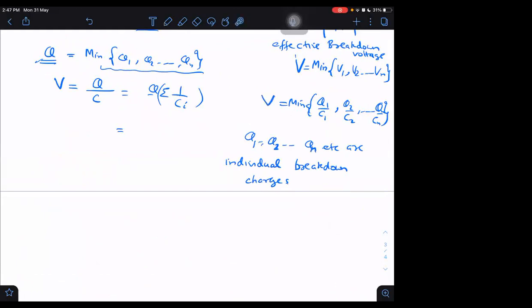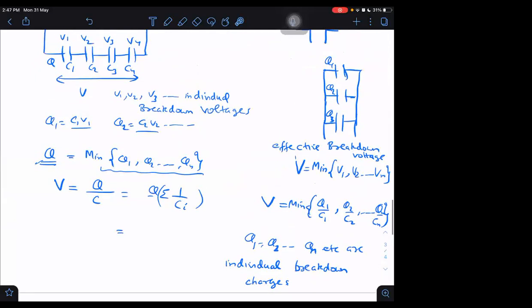So what is the lesson learned? When the question is of series, even if they give us breakdown voltages, we have to first think in terms of breakdown charges and then get the effective breakdown charge. On the other hand, if they give us a combination in parallel, then to find the effective breakdown voltage, I have to think in terms of voltages. If they have already given voltages, then take the minimum of these. But if they are giving breakdown charges, then I have to convert into breakdown voltages, and after that, I can get the minimum breakdown voltage, the effective breakdown voltage.